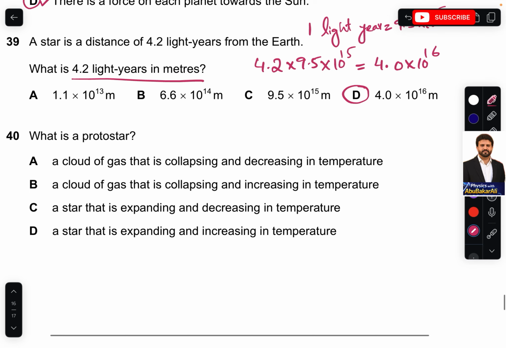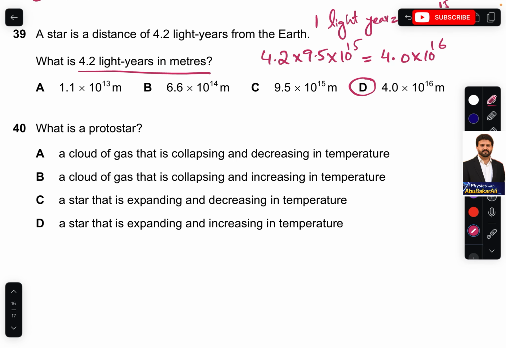In question 40, what is a protostar? A cloud of gas that is collapsing and decreasing in temperature. No, a protostar is not decreasing in temperature. A protostar is the initial stage of the formation of actual stars before the main sequence, right? A cloud of gas that is collapsing and increasing in temperature. Yes. Okay, so it's option B.